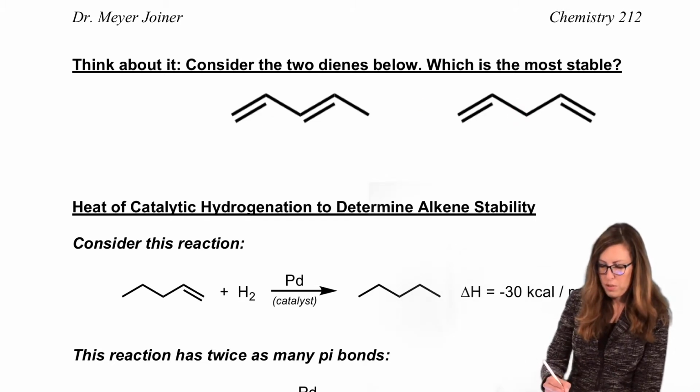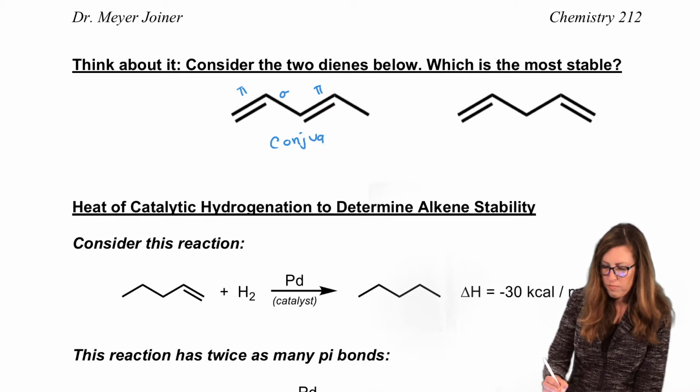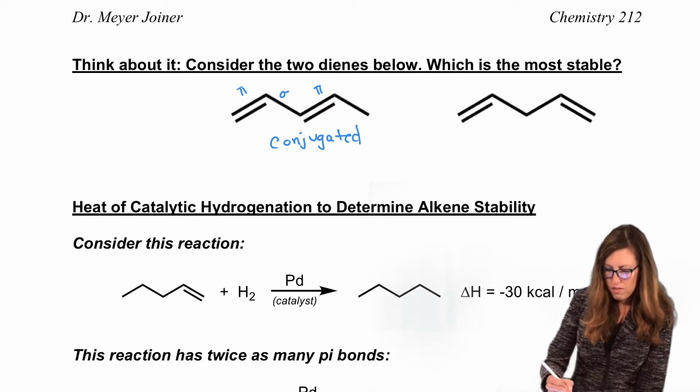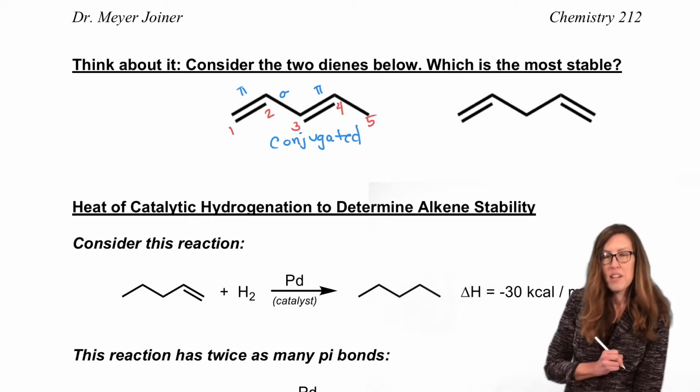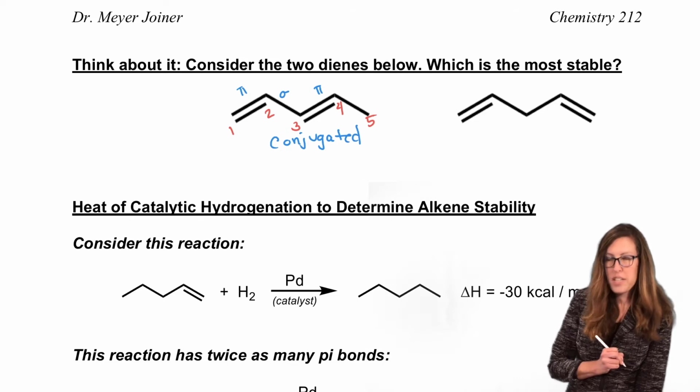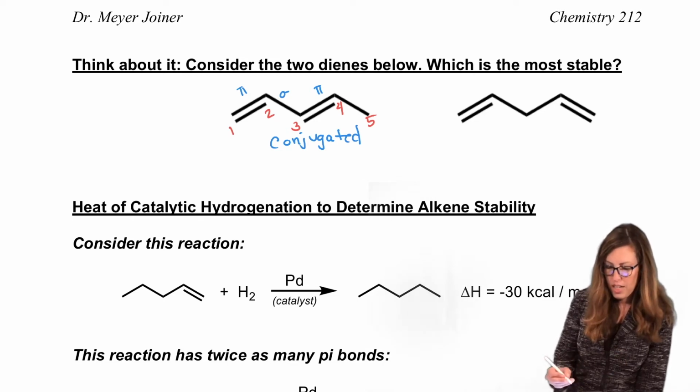Well, I hope you said the first one's conjugated because we have a pi bond, a sigma bond, then a pi bond. So this would be conjugated. And we can number 1, 2, 3, 4, 5, right? So this would be called a 1,3-diene.